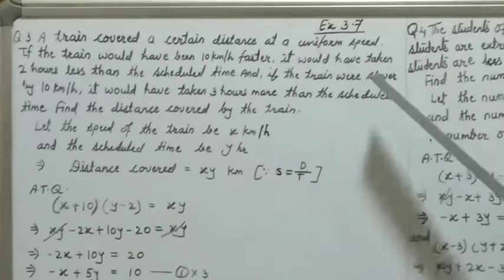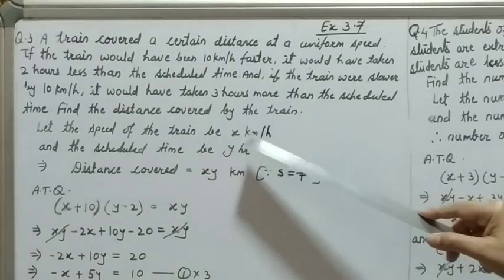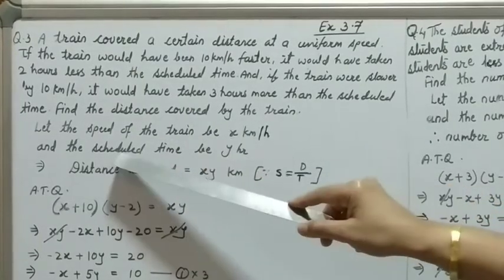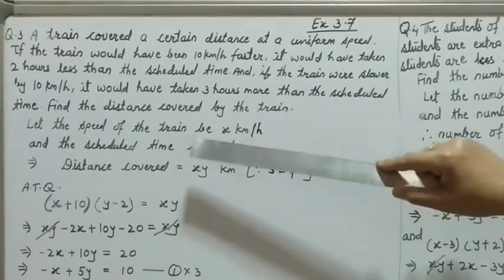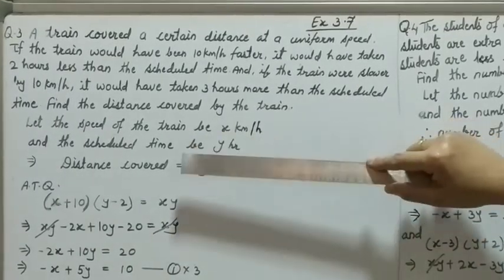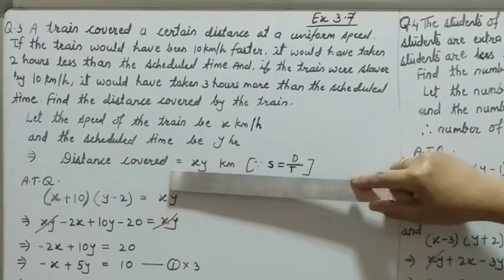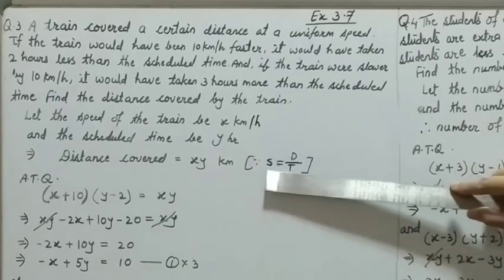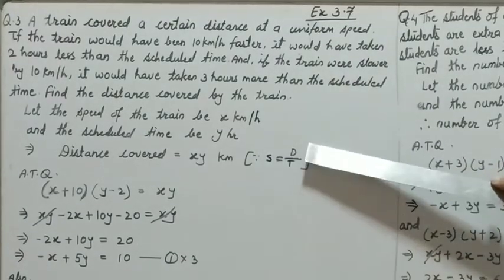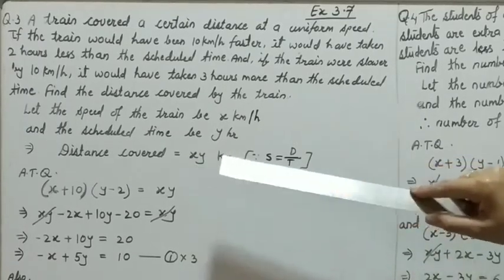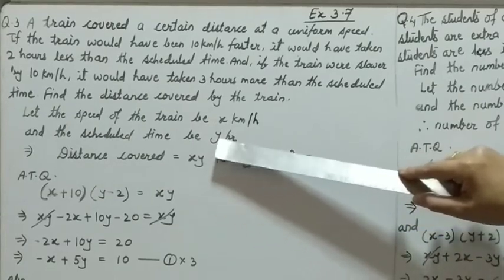For that, assume that the speed of the train be x km per hour and the scheduled time be y hours. If the speed is x and scheduled time is y, then the distance covered will be x into y, because speed is equal to distance upon time. Therefore, distance is equal to speed into time. This x means the speed and y means the scheduled time.